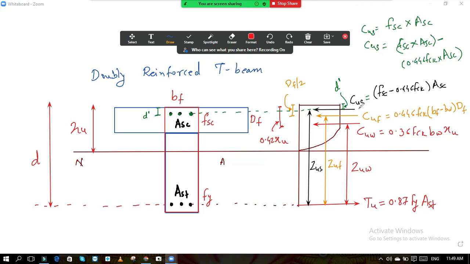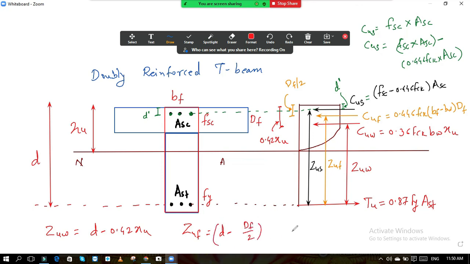There is only one additional force, and that additional force is due to this compressive steel. Now if I write it, ZUW is equal to D minus 0.42 XU. This is the lever arm. For ZUF, what is the lever arm? It acts at a distance of DF by 2, so it will be D minus DF by 2.